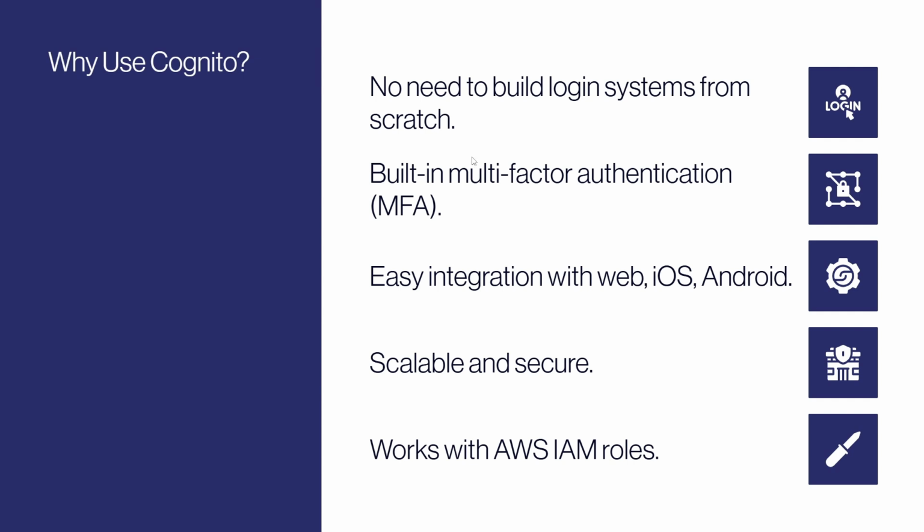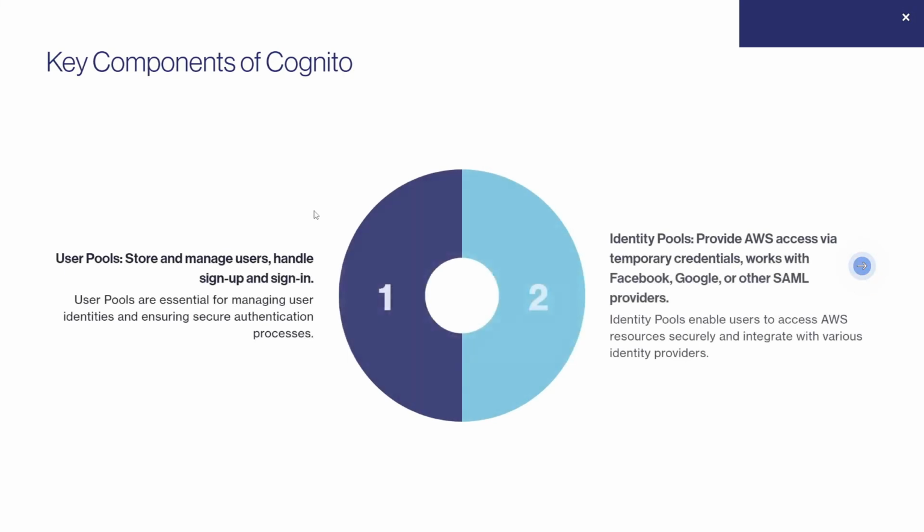AWS Cognito has built-in multi-factor authentication as well, and it is very easy to integrate with other applications or other platforms, and it is scalable and secure. It works with AWS IAM roles. There are two key components with Cognito. One is user pools and the other is identity pools. We will learn more about this during our live demo session with the AWS console.